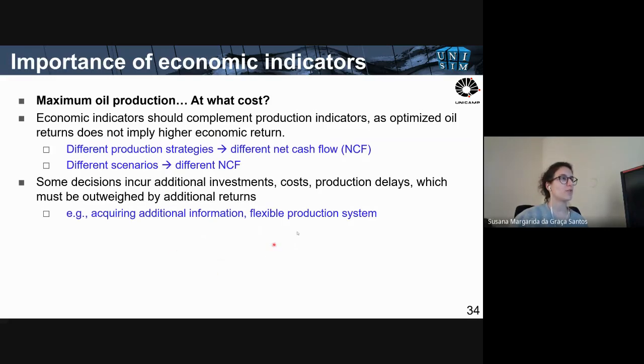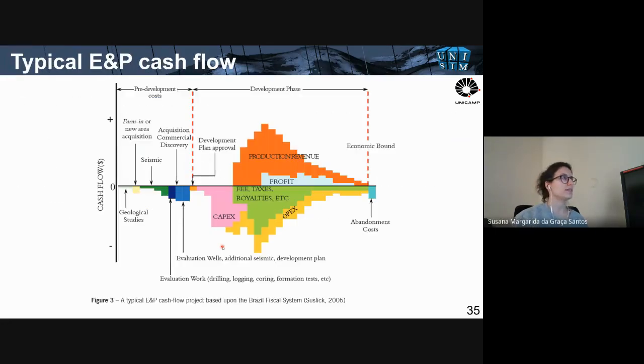Okay, but it's important to always remember that everything we do in the petroleum field has a cost, and we need to weigh in when we make our decisions. Okay, this is the typical E&P cash flow. I'm not sure if you have seen it in previous classes. If you have, I will not go into depth, but the idea is that we have here all the pre-development costs. This goes before the reservoir engineer comes in. So we talk about geological studies, seismic, and so on. So when we have here the acquisition of commerciality discovery, it's only here.